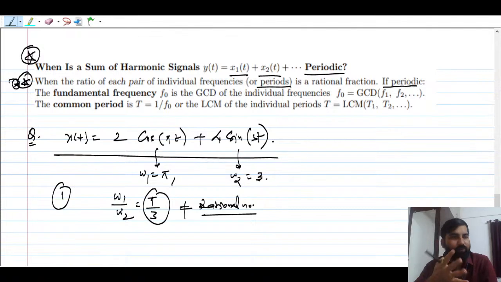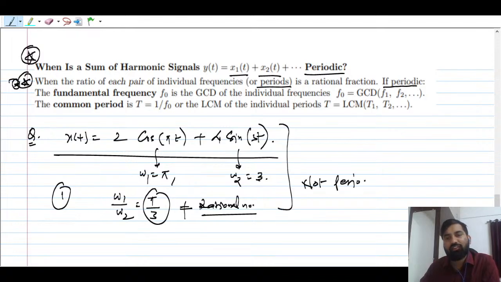So by looking at the individual frequencies, you can decide whether it is going to be periodic or not, right? As far as a periodic signal is concerned, the ratio of individual frequencies or the time periods should be what? A rational number. Understand? Now it is not periodic. Not periodic. Okay, so you don't have to find the fundamental frequency. In fact, you cannot find it.